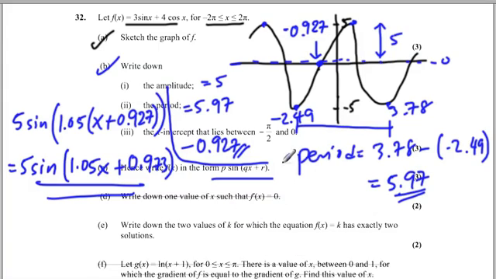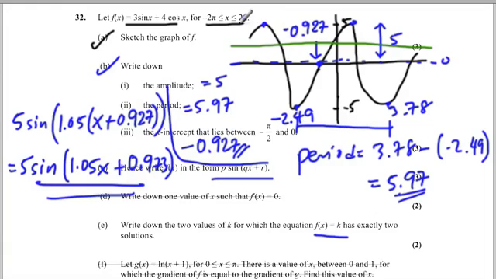write down the two values. This is very similar to a question that we've done before. What it really means is, if f of x equals k, it's just a horizontal line. So write down two values of k, in other words, find two horizontal lines where you have exactly two solutions. If I draw a horizontal line like here, I have 1, 2, 3 intersection points, so definitely this is not the line.